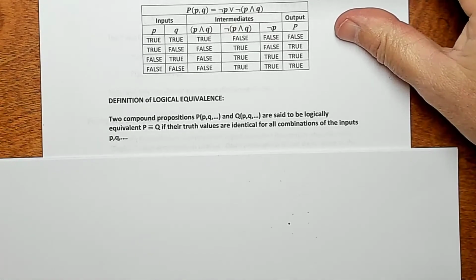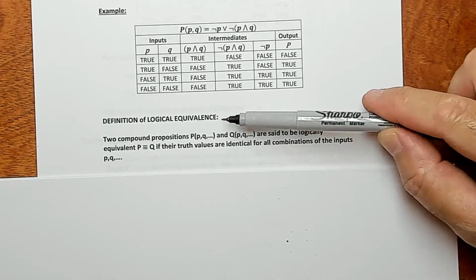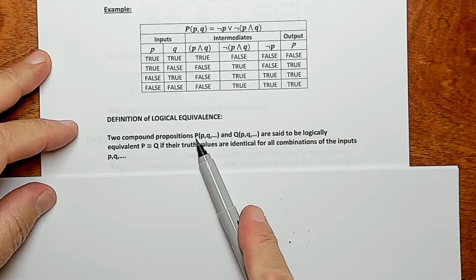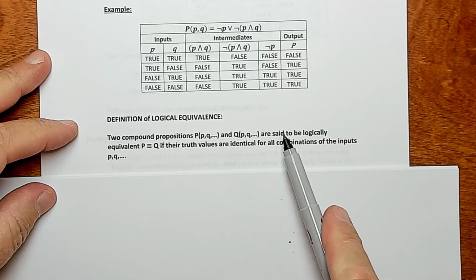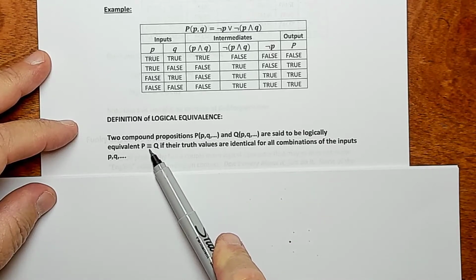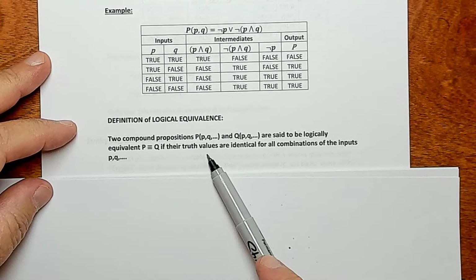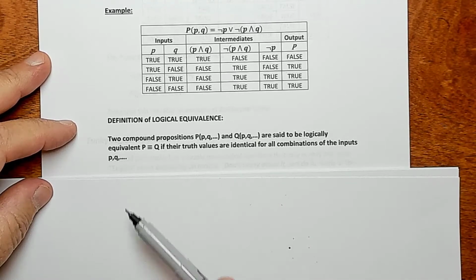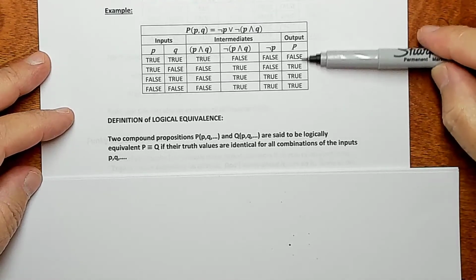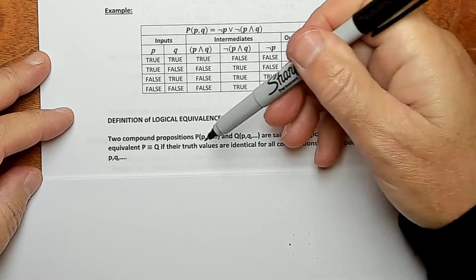Okay, the value of this is it lets us determine something called logical equivalence. All right, so here's the definition of logical equivalence. Two compound propositions, capital P and capital Q, are logically equivalent, and we use this symbol, three bars, like an equal sign with 3 lines instead of 2, if their truth values are identical for all combinations of the inputs, the little p, q, r inputs. So we just look at the columns here for capital P and capital Q. We just look at both of those.